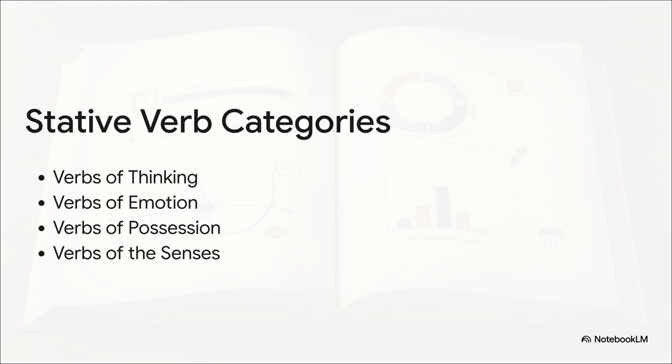Instead of just staring at a massive random list of verbs to memorize, categorizing them gives us a much better logical framework. They almost always fall into 4 buckets: verbs of thinking, like know and understand; verbs of emotion, like love and hate; verbs of possession, like own and belong; and verbs of the senses, like see and hear. These are things you are or states you experience, not actions you actively do in some step-by-step process.